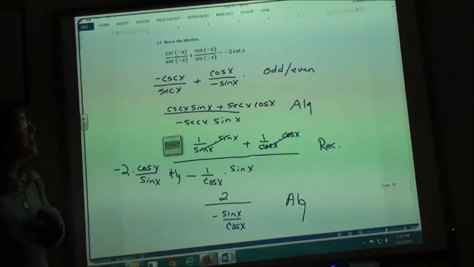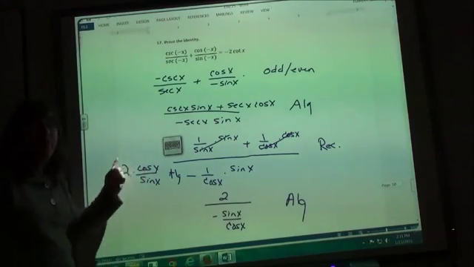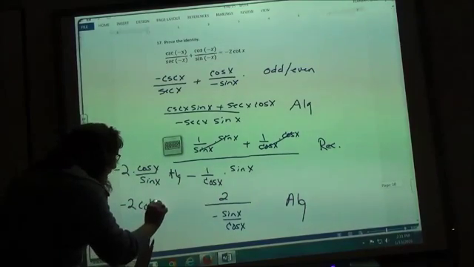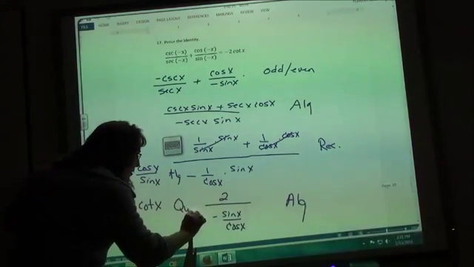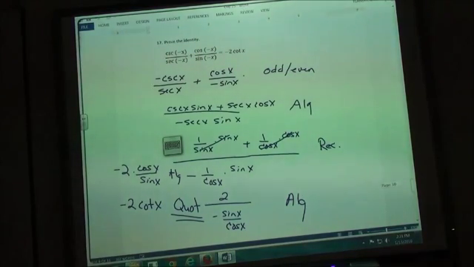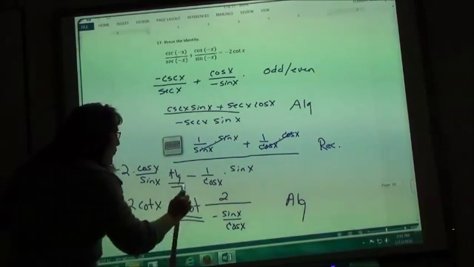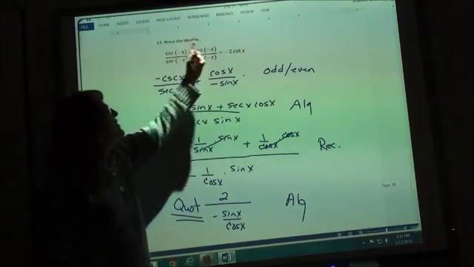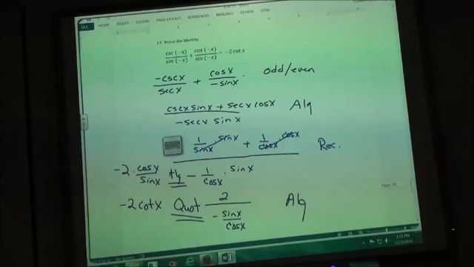Again, that's just plain old algebra. Cosine over sine is cotangent. That's one of my quotient identities. So negative 2 cotangent of x is my quotient identity. And now I have my identity proven. Starting with this, I ended up with that.